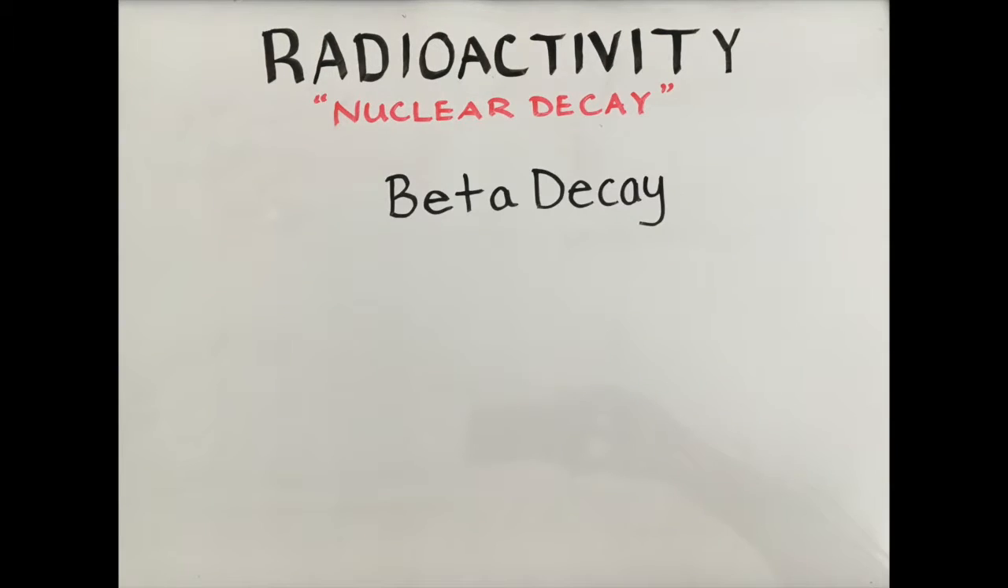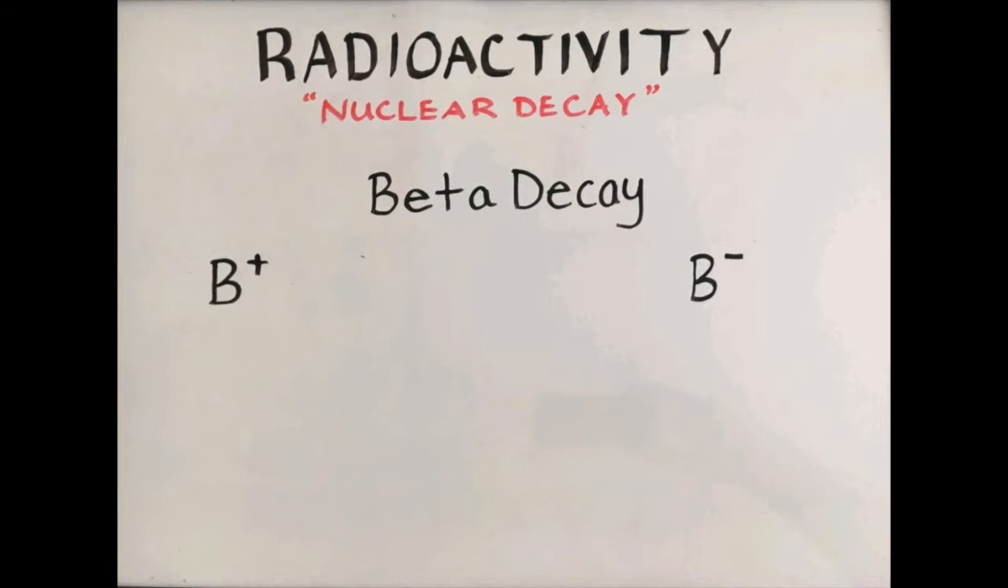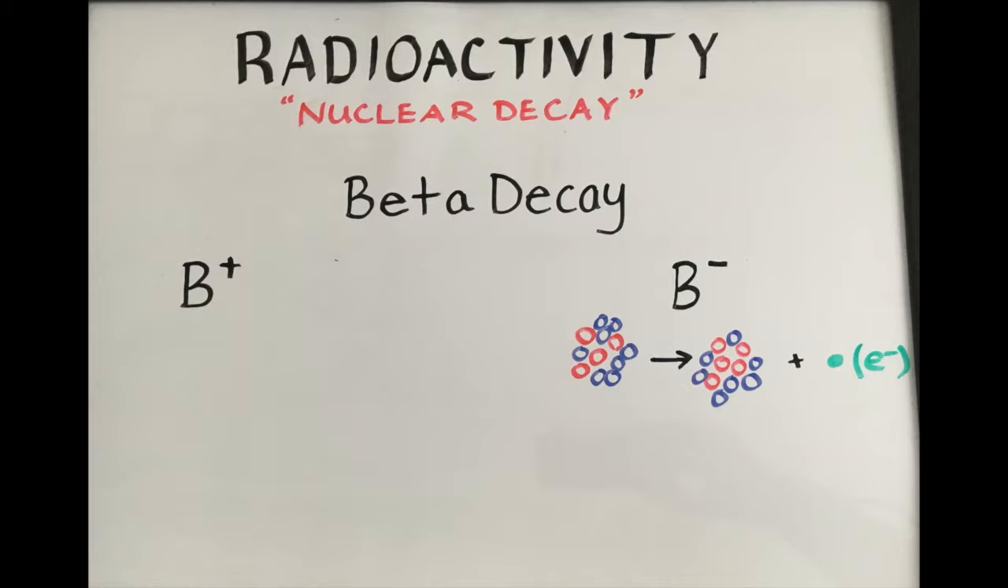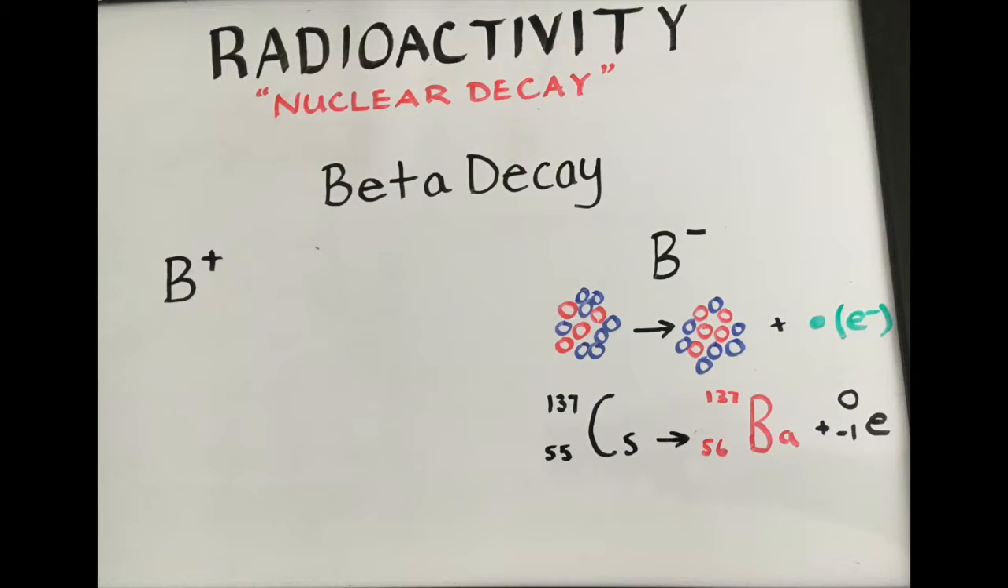Another form of radioactivity is beta decay, which consists of either beta plus or beta minus. Beta minus decay is the process in which a neutron ejects its associated electron and becomes a proton. If cesium 137 undergoes beta minus decay, it will produce an electron, antineutrino, and barium 137.